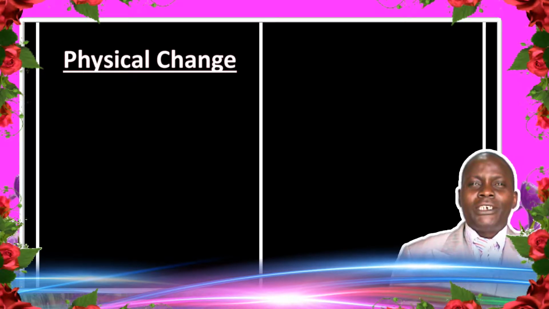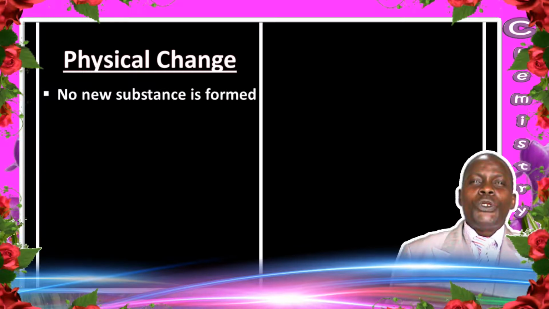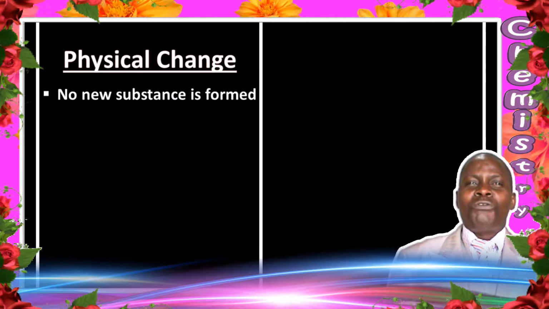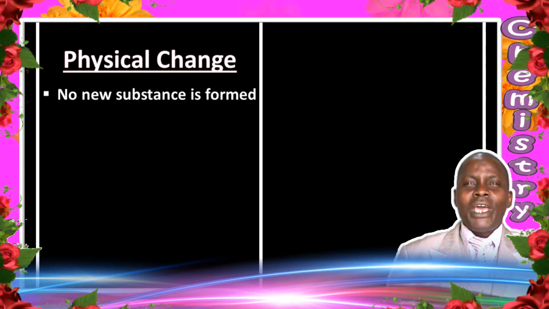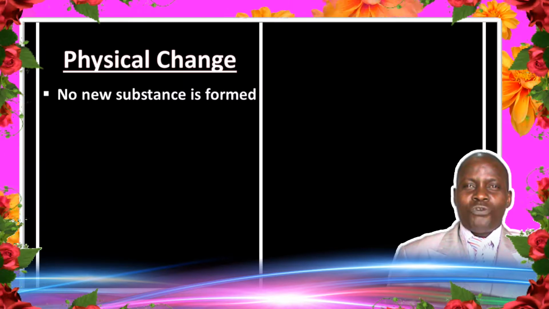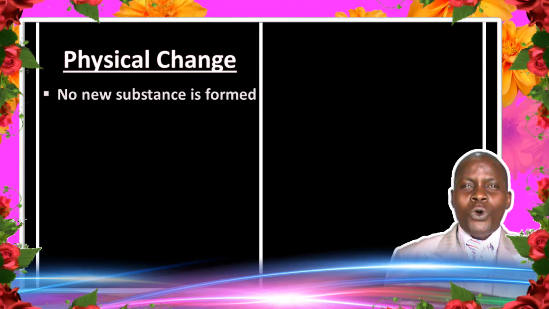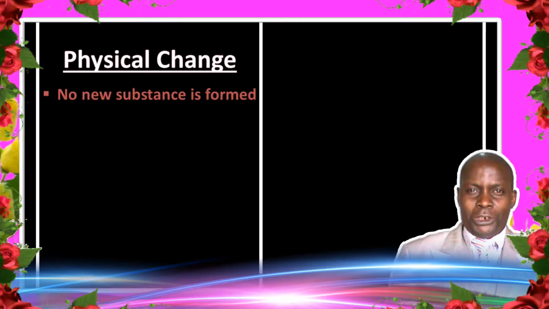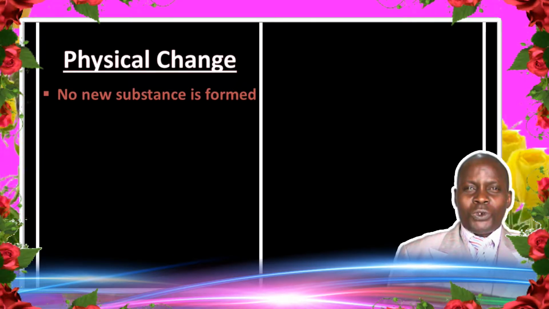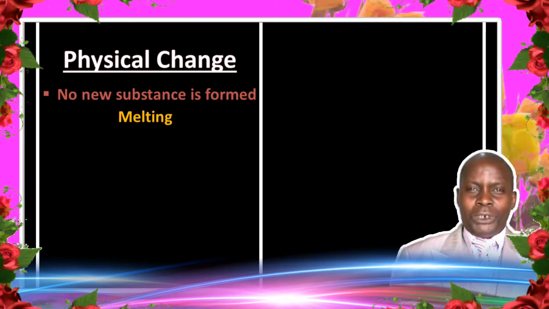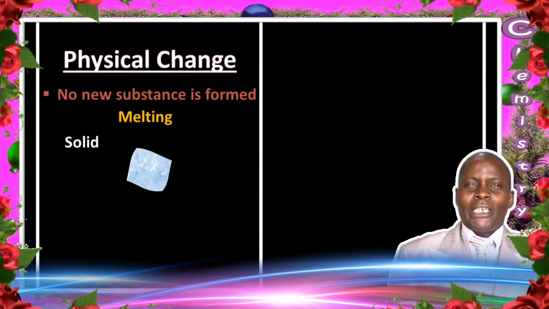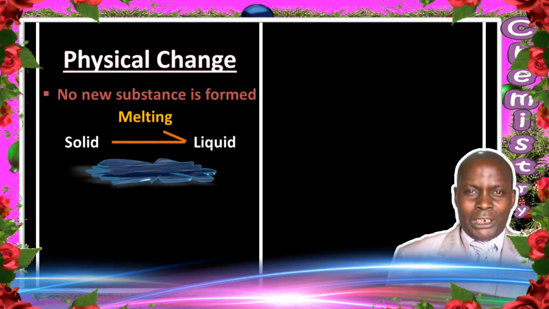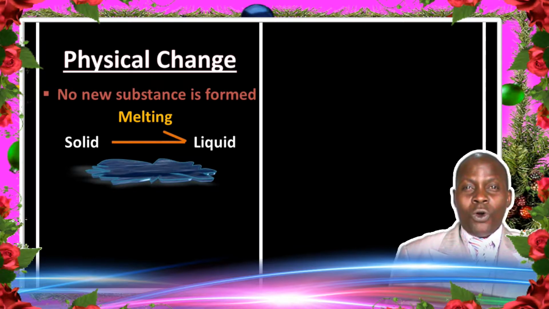A physical change is whereby no new substance is formed. That one is referred to as a physical change. We don't have any new substance formed. That change where no new substance is formed is what we call a physical change. And examples of physical changes, we have melting. If a pure substance, a solid, changes to liquid, that one is called melting. And melting is a physical change.